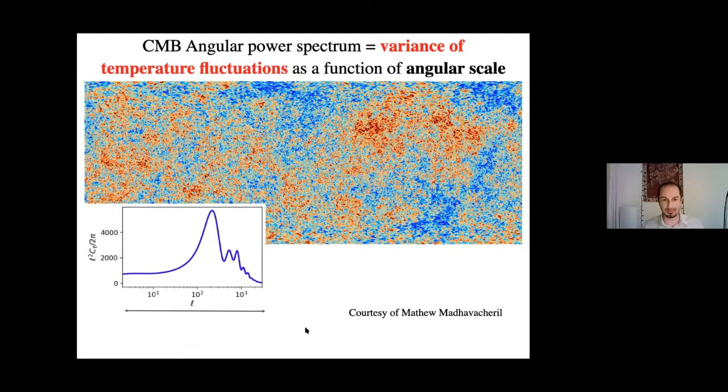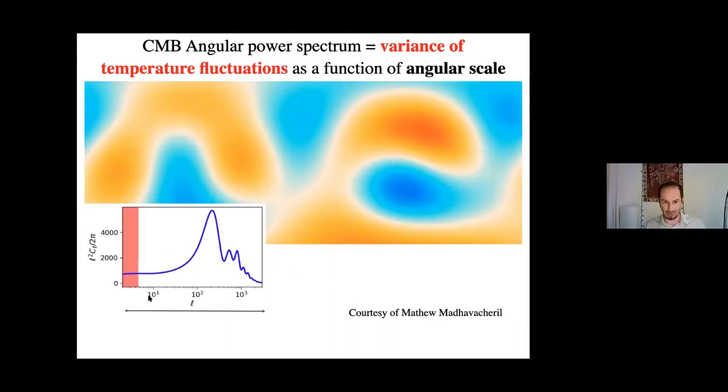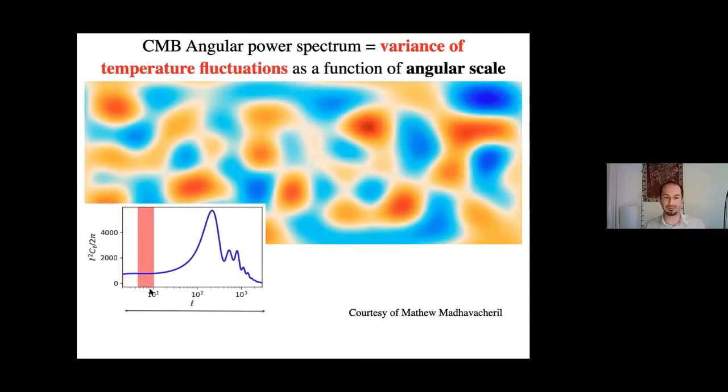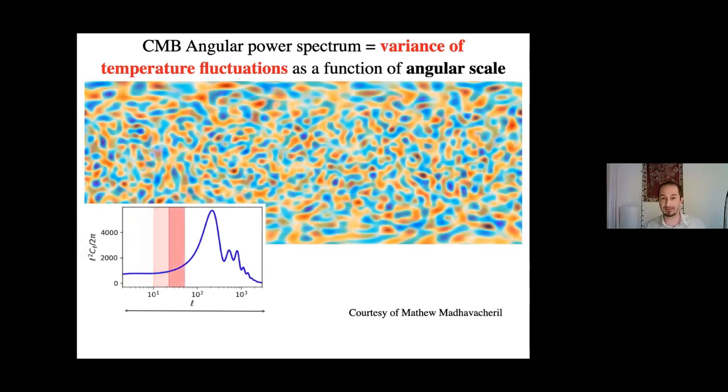All right, so what do we measure about the CMB anisotropies? Given this map, one computes the angular power spectrum, which is basically the variance of temperature fluctuations as a function of angular scale. This is illustrated here. I took these slides from Matt Madhavacharya. So this is the CMB power spectrum. Low l corresponds to fluctuations on very large angular scales, as illustrated here. As we move to larger and larger l, it corresponds to fluctuations on smaller and smaller angular scales.